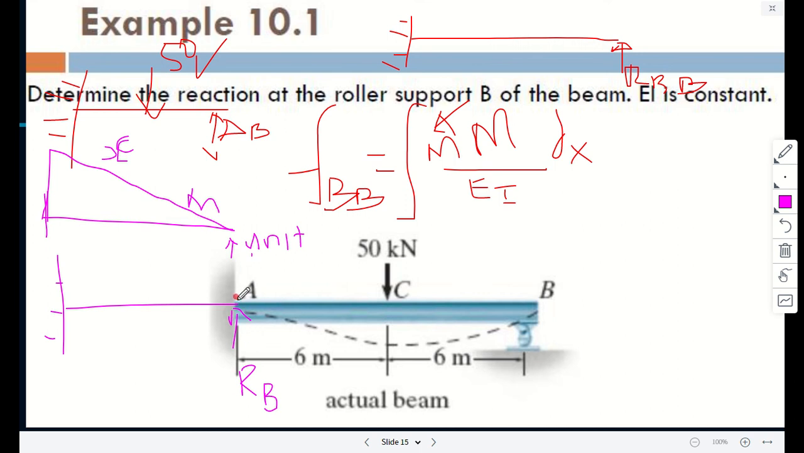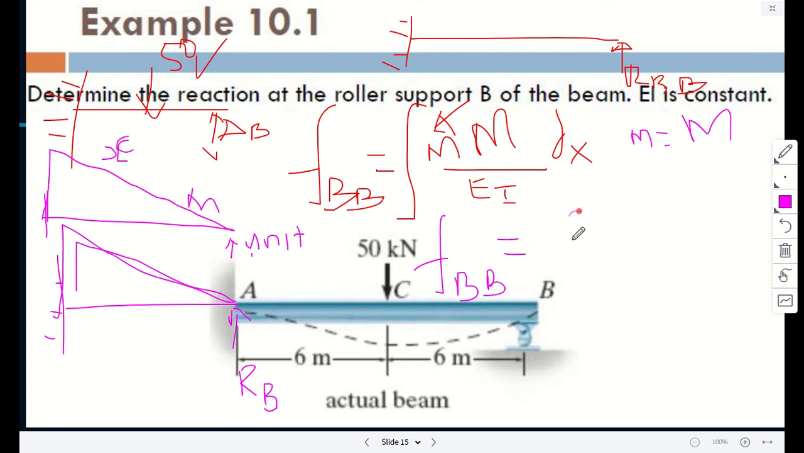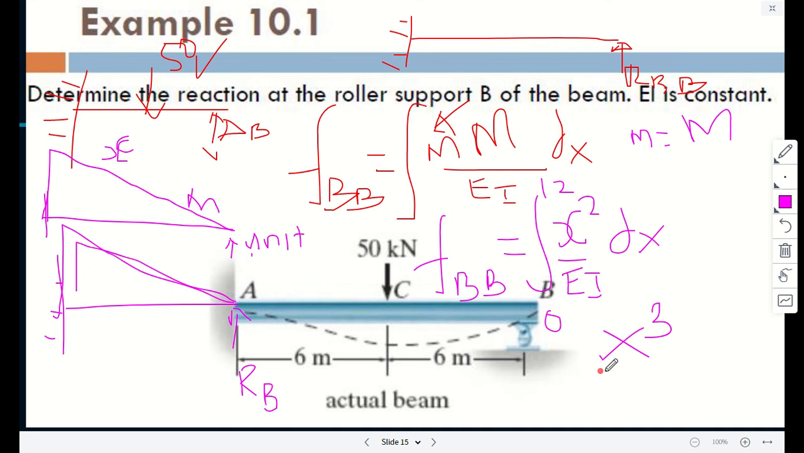So again, whatever value you add here would be, but the beauty here now, actually, is that m equals m. So again, we'd say that FBB would be x squared integrated over EI dx, from 0 to 12, which is x cubed over 3EI from 0 to 12.